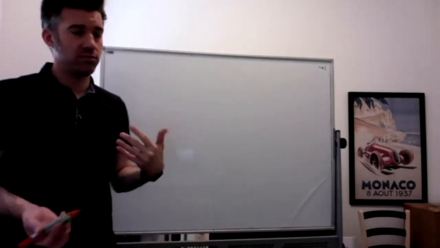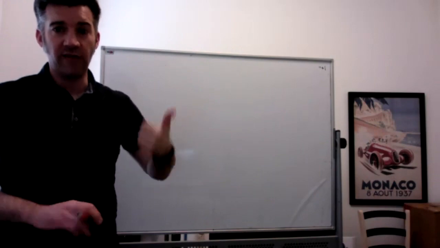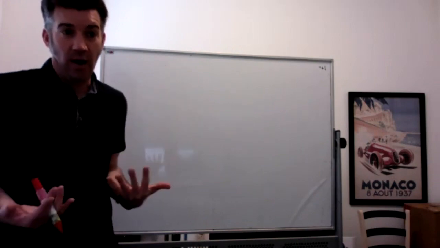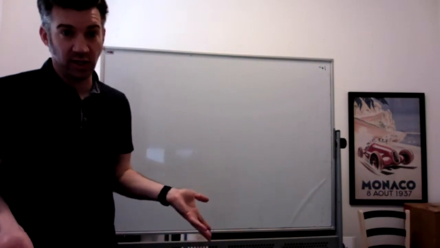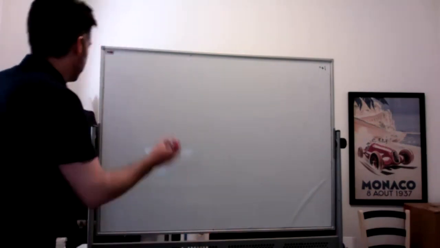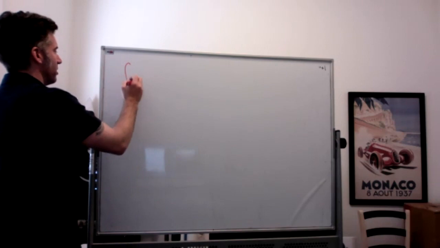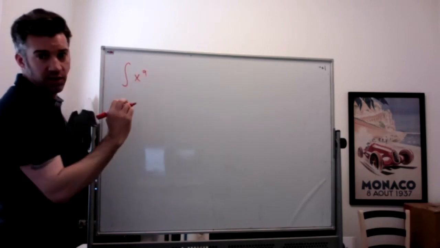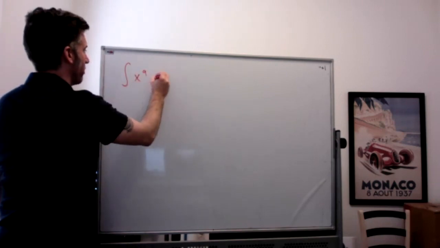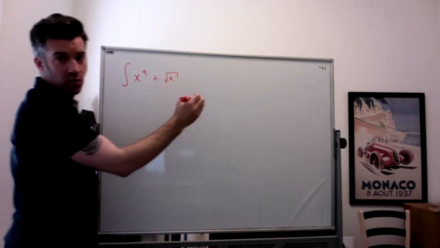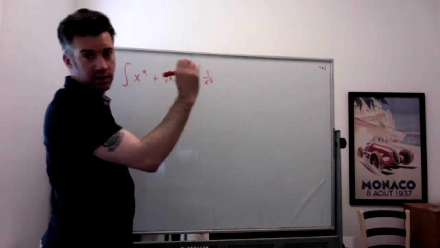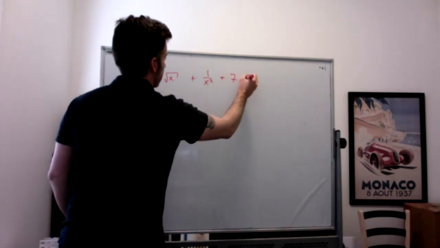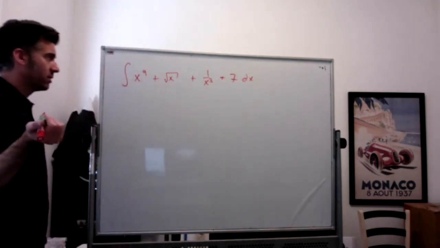So here's kind of like the number one rule of thumb. If you can write something as x to a power, or your variable to a power, then you can antidifferentiate it by using the power rule. So let's look at a couple of examples. Let's look at something like this. Let's look at x to the 9th plus the square root of x plus 1 over x cubed plus 7. There's a lot in here. It's good to talk about.